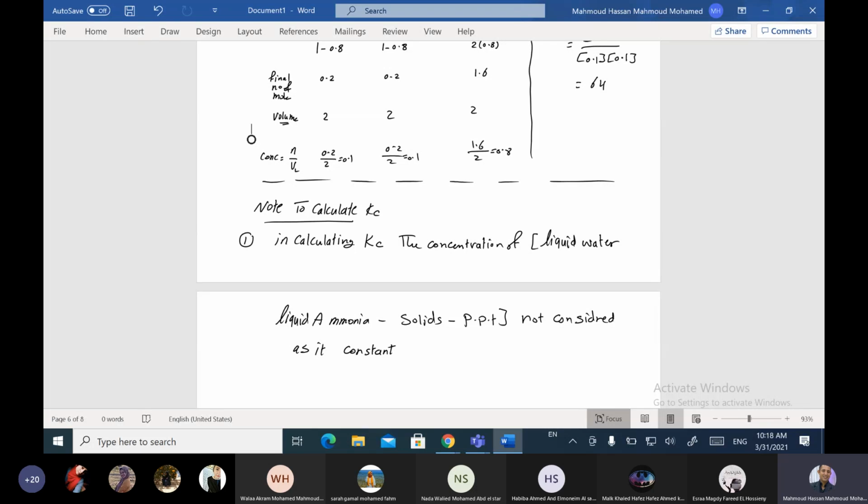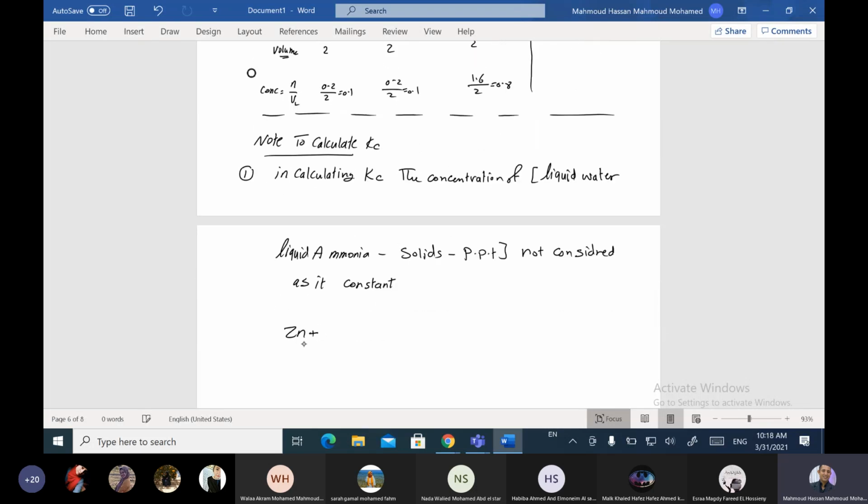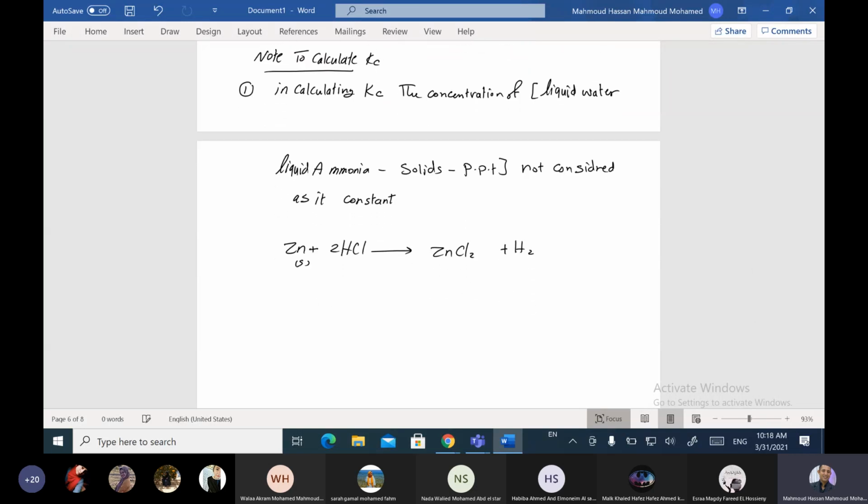An example, in the following reaction, Zn as a solid substance plus 2HCl gives us ZnCl2 plus H2. In this case, to calculate the value of the Kc, this is aqueous, gas, aqueous, we said that the Kc equals the concentration of the product divided by the concentration of the hydrochloric acid raised to the power 2, and neglect the solid.